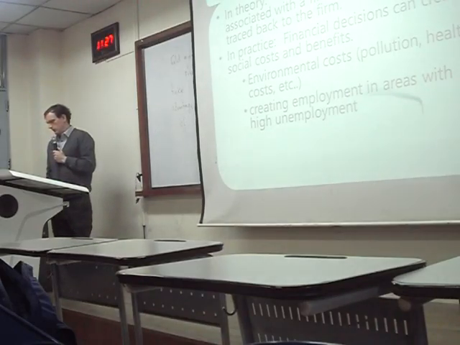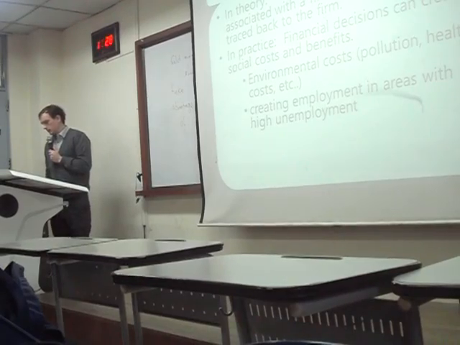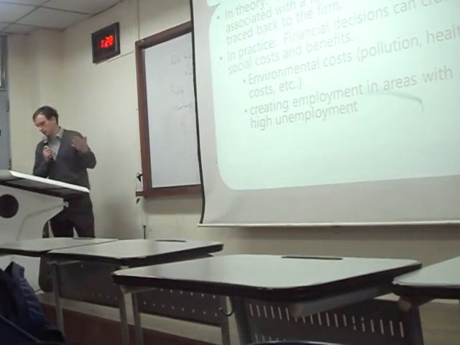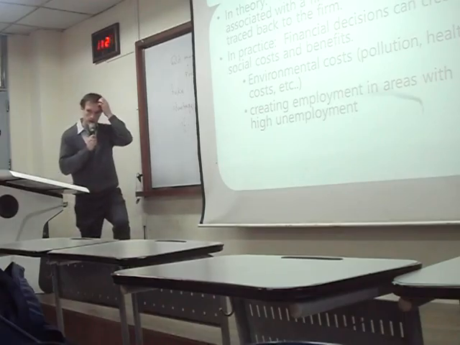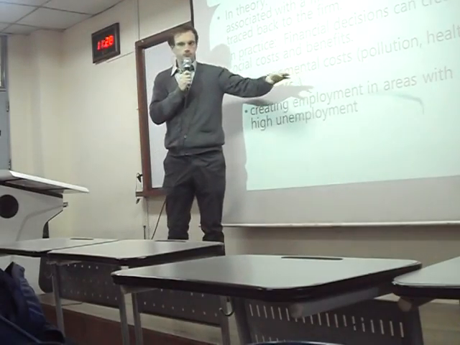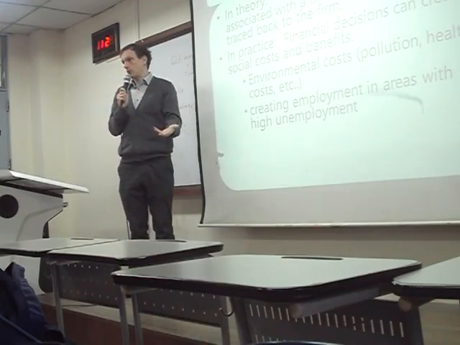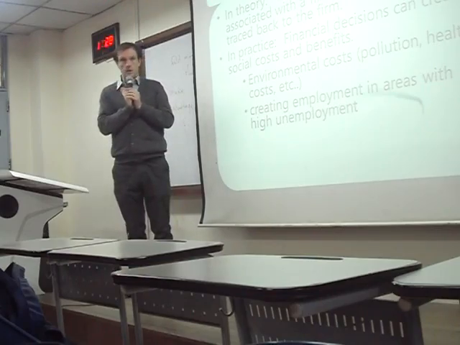So, in theory, all the costs and benefit associated with a firm's decision can be traced back to the firm. But in practice, sometimes our financial decision can make a cost which doesn't come back to the firm. Okay? Companies these days, a big issue is environmental costs, pollution, health costs. Okay? We make more profit if we don't care about the environment. Is that true? Right? If we have to use the renewable energy, or we have to dispose of our waste properly, we have to use a different way of doing things to save water or save energy, maybe it's more expensive.